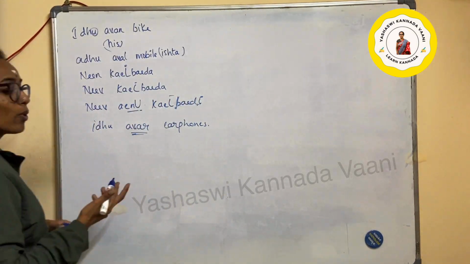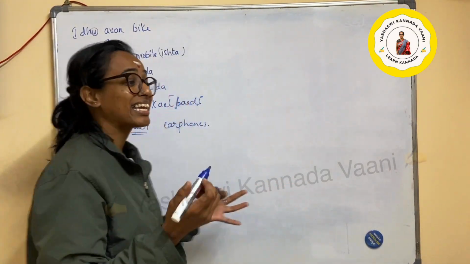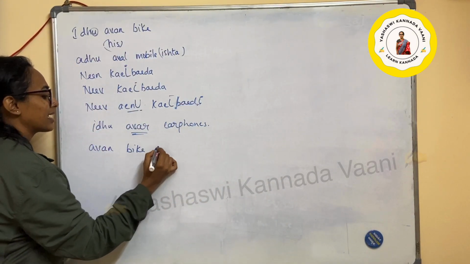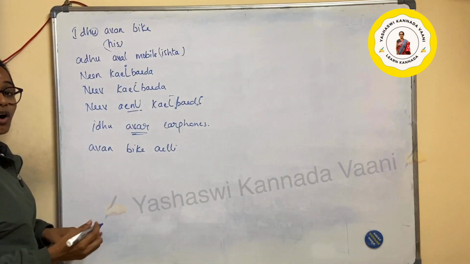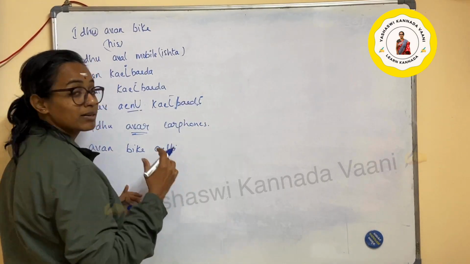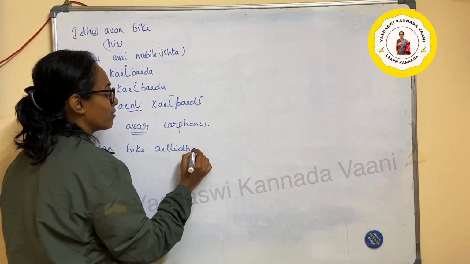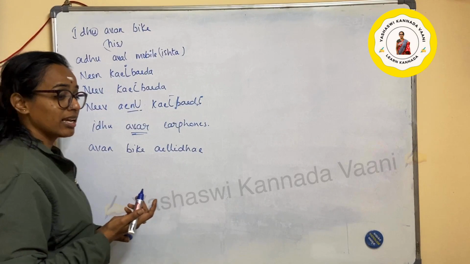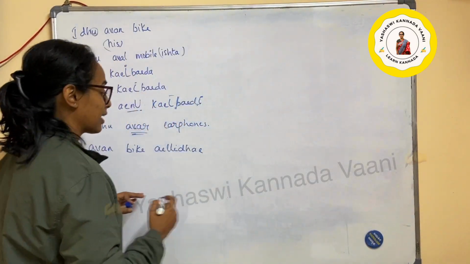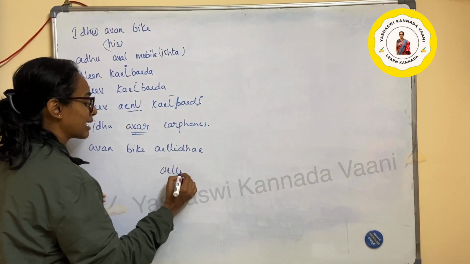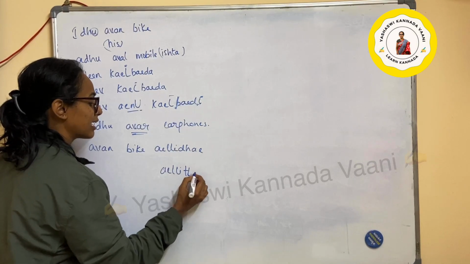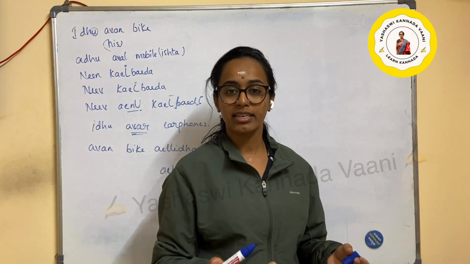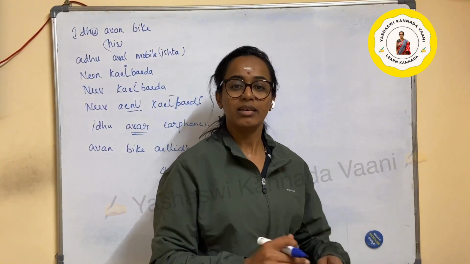Okay, next, where is his bike? Avan bike elli. Or to make it a little bit grammatically right, I can say avana bike elli ide. Where is his bike? I want to say where was his bike? Then it will become avan bike ellittu. Where was it? Kaha tha? Kaha hai? Both are different. Enga irundichu, enga irukku. Both are different.